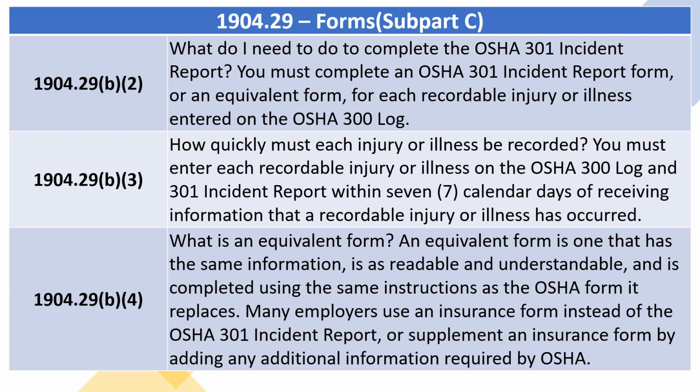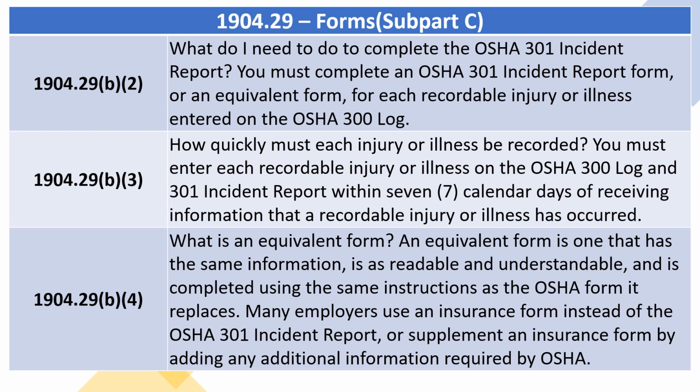1904.29(b)(3) How quickly must each injury or illness be recorded? You must enter each recordable injury or illness on the OSHA 300 log and 301 incident report within 7 calendar days of receiving information that a recordable injury or illness has occurred.